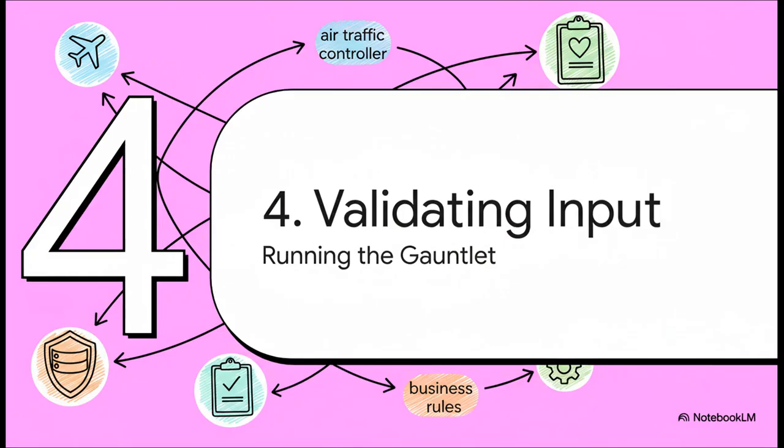Okay, so let's follow the submit path. Let's say is submitted came back true. The servlet can't just blindly save that data. No way. First, that data has to run a gauntlet of really tough checks. And that brings us to section 4, validating user input.